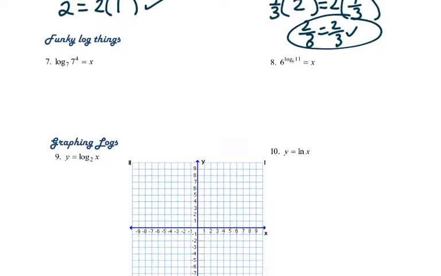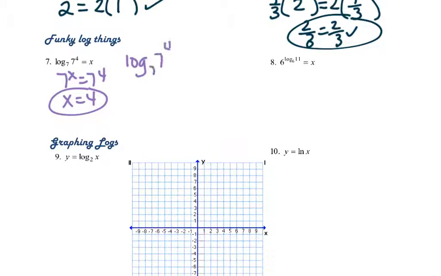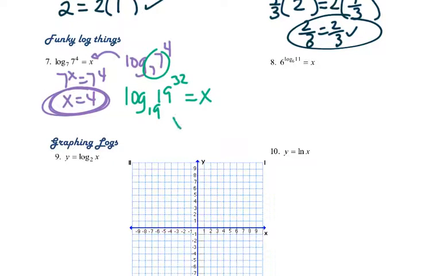And then we have funky log things, which everybody gets the first funky log thing. 7 to what power gives you 7 to the 4th? X is 4, right? Obviously. But a lot of times we see that without the equals x. We see it like that. So if you add the equals x, then you'll get it right away, that it's 4. And it's always going to be the same number here and here. So like it might be the log base 19 of 19 to the 32nd power. Well, that's going to be 32, because 19 to the 32nd power is equal to 19 to the 32nd power.